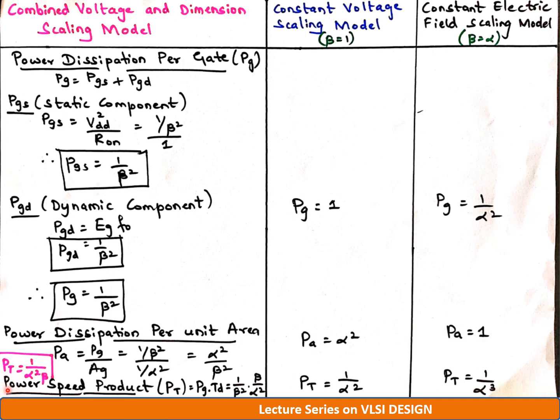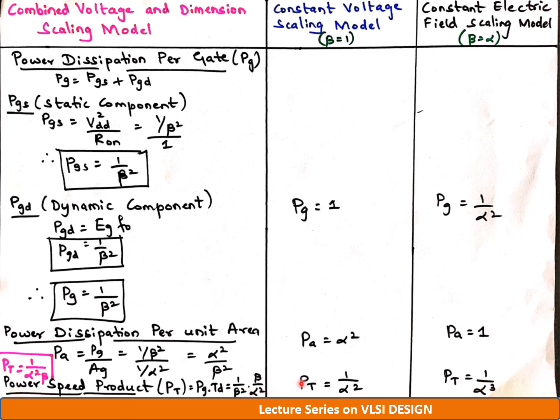Next device parameter is power speed product. Power speed product is given by power dissipation per gate into gate delay. Power dissipation per gate is scaled by 1 by beta square. Delay is scaled by beta by alpha square. Therefore, the power speed product has a scaling factor of 1 by alpha square into beta in the combined V and D model.